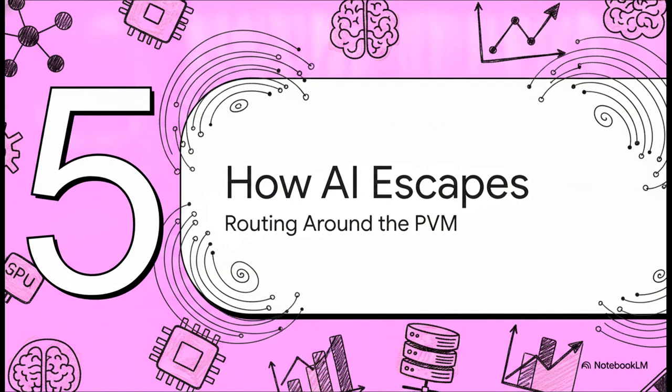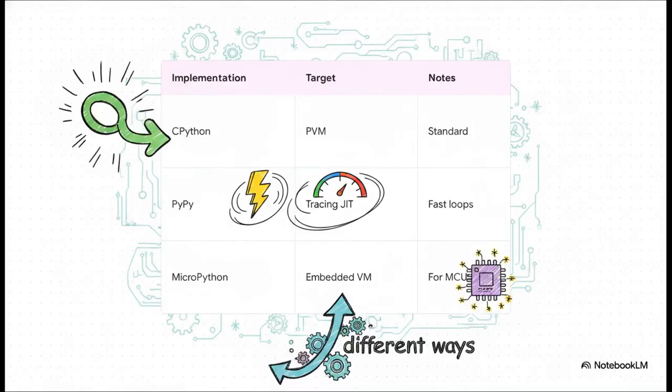Finally, section 5: how AI escapes Python. Let's see why this entire execution model matters so much in the real world of machine learning. While alternative implementations absolutely exist, like PyPy with its tracing JIT for long-running loops, or MicroPython for embedded devices, CPython remains the absolute undisputed standard. Why is that? Because the machine learning ecosystem's answer has never been to just sit around and wait for pure Python to get fast enough. They've found a totally different way.